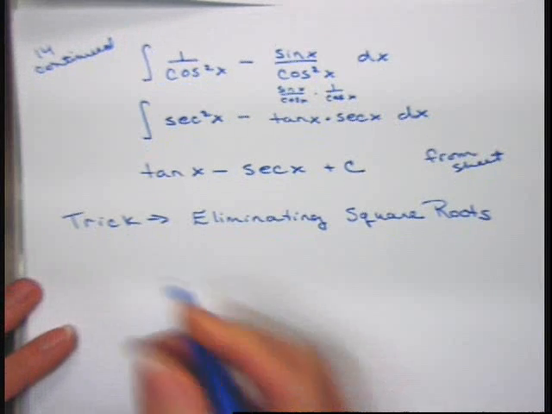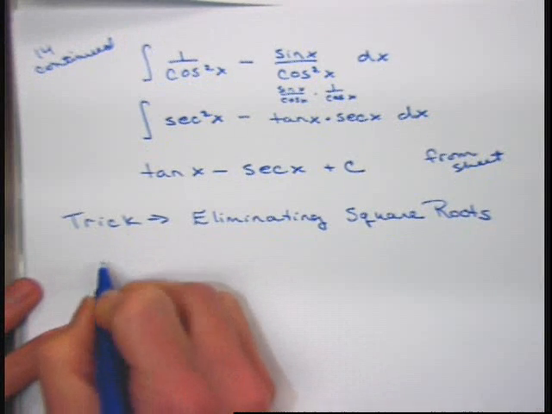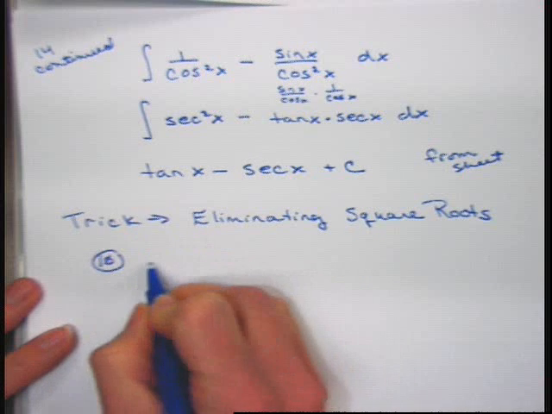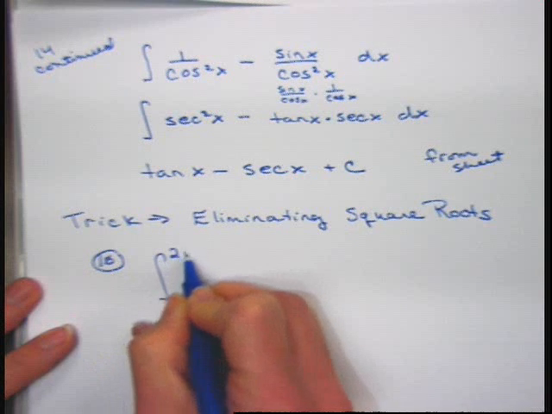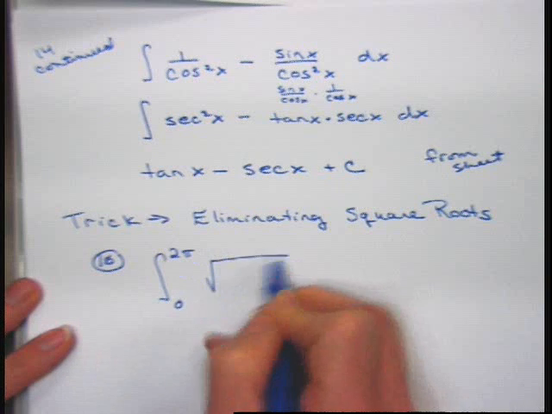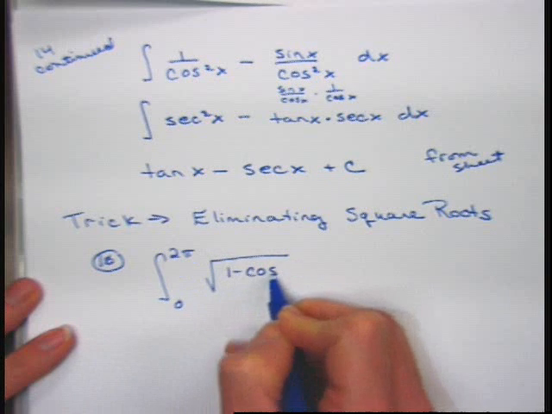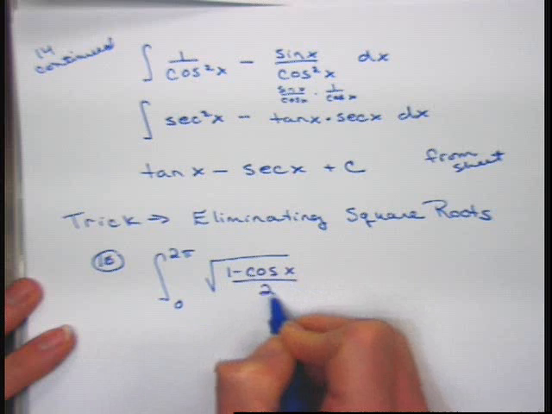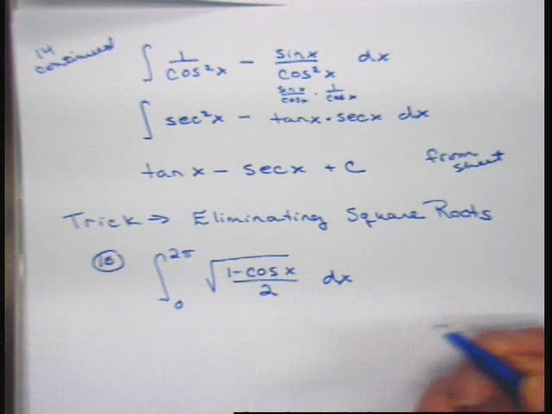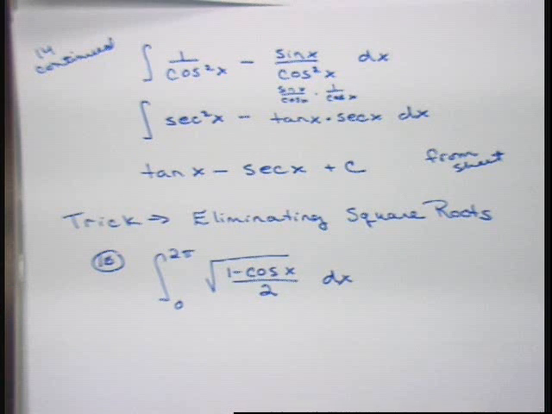Okay, so let's look at the last problem, number 15, that I'm going to do. The antiderivative from 0 to 2 pi of the square root of 1 minus cosine x over 2 dx. Okay, so if you want to eliminate the square root, you might just have to go back to your friend Wayne Duncan.